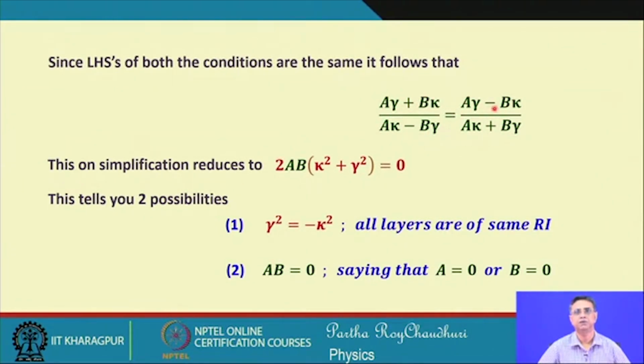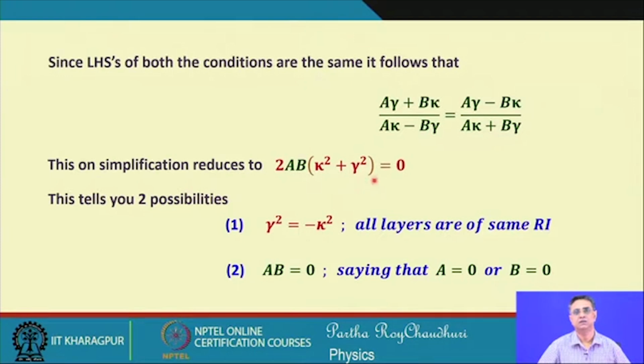Now, if you simplify this, if you multiply this into this and this into this, cross multiplication, you will end up with this simplified condition: twice a into b into kappa square plus gamma square. It is a very simple algebraic step to execute. Then we will end up with this equation.